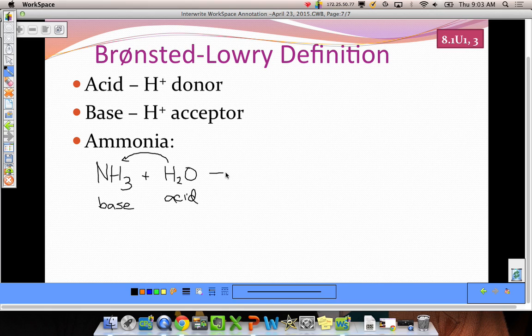This is actually an equilibrium reaction. Depending on how much it dissociates, we could write the arrows differently, but it is an equilibrium reaction. And my products would be NH4, now with a 1 plus because it has one more proton than it did before. And here's where that OH came in. OH, 1 negative. So Arrhenius was kind of on the right track. He knew that OH had to be associated with this somehow. He just didn't quite get the definition of it right.